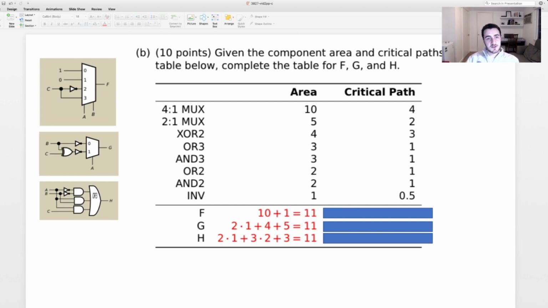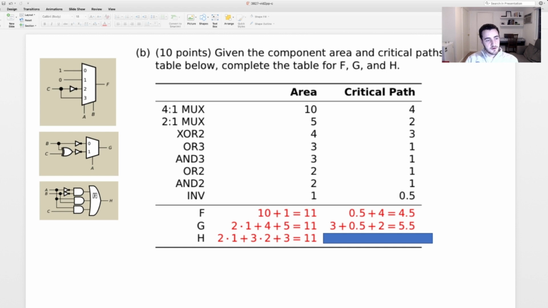Our next task is to compute the critical path of the following functions. And this is essentially just the longest path you can take to get from your inputs to your outputs. So for F, you can go through the inverter and then through the 4 to 1 mux, and that is 0.5 plus 4, so that would be 4.5. For G, that would be going through the XOR gate, then through an inverter, and then through the 2 to 1 mux, so that's 2 plus 0.5 plus 3, so that's actually 5.5.